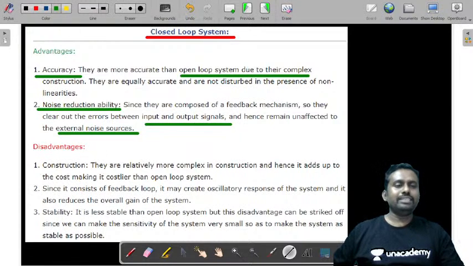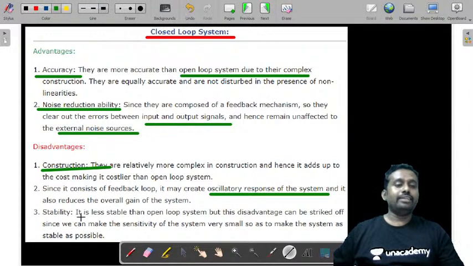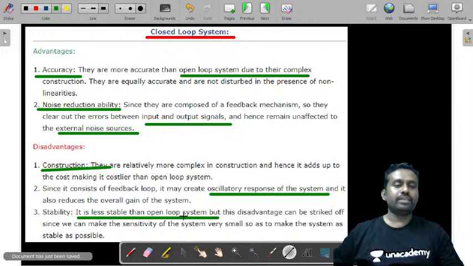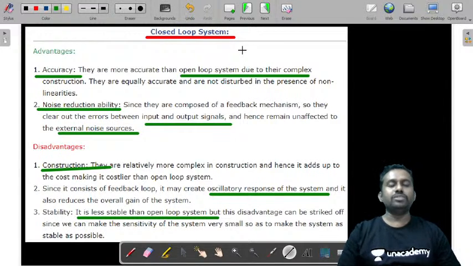And what are the disadvantages? They are complex in construction, and since it consists of feedback loop, it may create oscillatory response sometimes, and these are less stable than open loop system. But the disadvantage can be striked off since we make the sensitivity of the system very small. We'll see what is the sensitivity also to make the system stable as possible. So these are the advantages and disadvantages of open and closed loop systems. Open loop system, closed loop system.